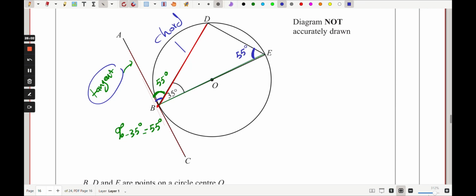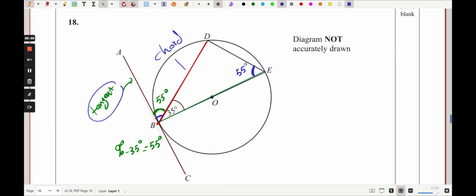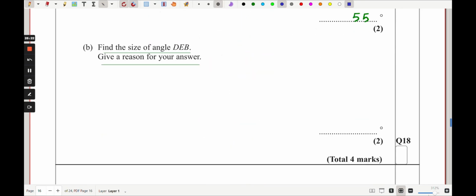At the same time, here angle D is 90 degrees, because it's opposite to the diameter. So 90 plus 35 is 125. 180 minus 125, you will get 55 degrees. But here we have the alternate segment theorem. So the reason is alternate segment theorem.